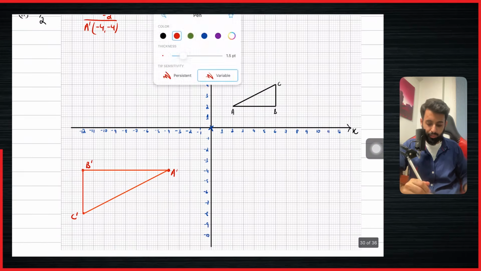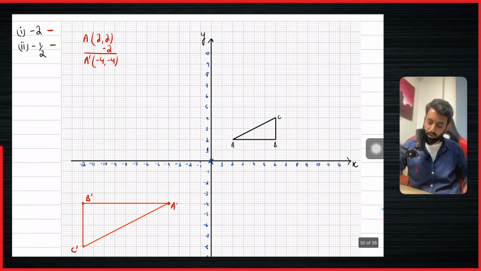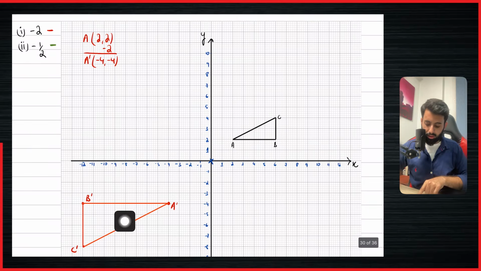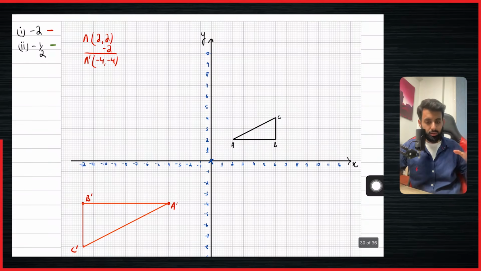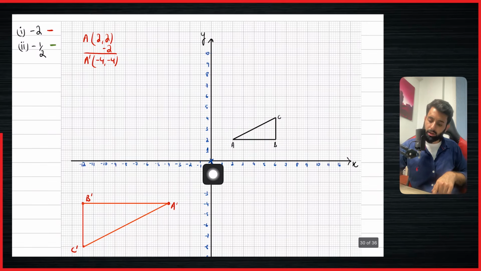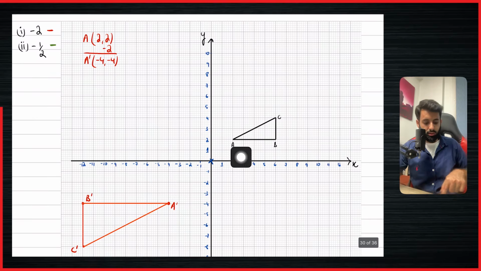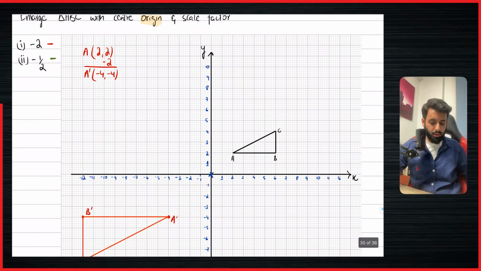Now before we move on to part 2, I want you to make an observation over here. The observation is that not only is the image larger than the object, it's actually 180 degrees rotated about the center. So that's another mental note: when the scale factor is negative, the image, the enlarged or the diminished image, is 180 degrees rotated about the center. Or another way of remembering it is that it's actually on the opposite side of the center. So you can see that A is over here, you can say northeast, and A prime is over here. What is this? Southwest. So yeah, that's another mental note for you guys.